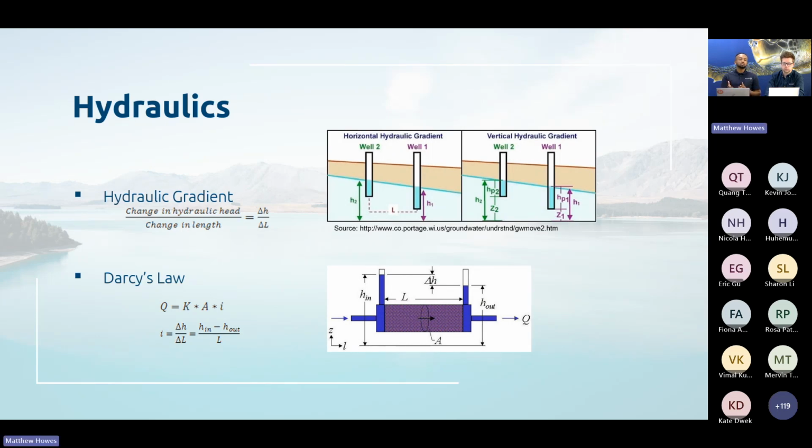This is basically the slope of the water surface elevation between 2 points. And this can be calculated as shown in the diagram there. It can be calculated both vertically or horizontally.